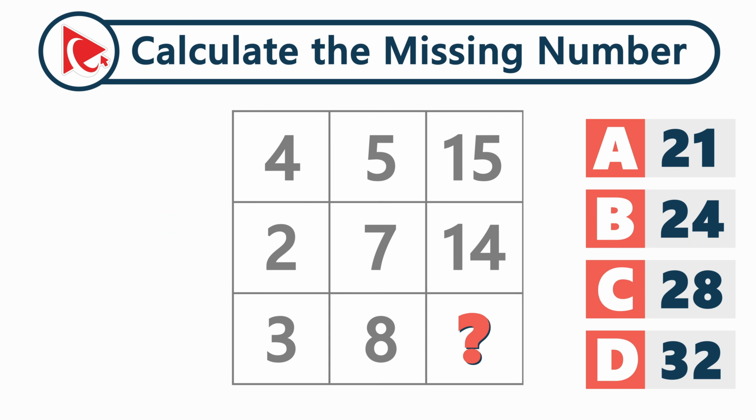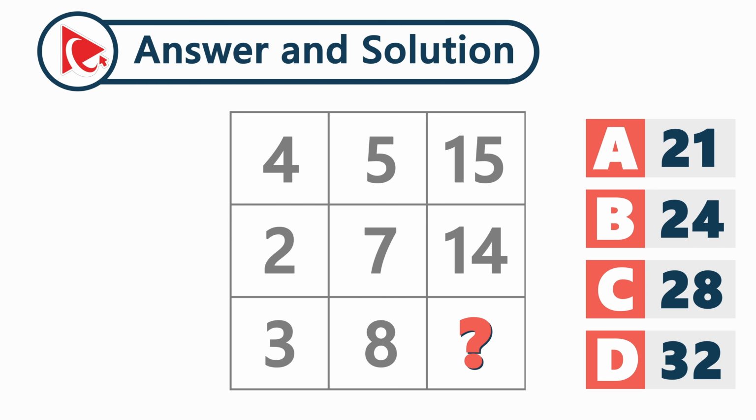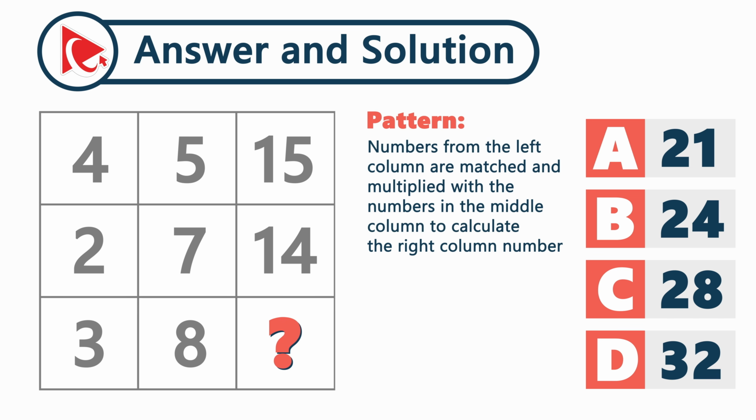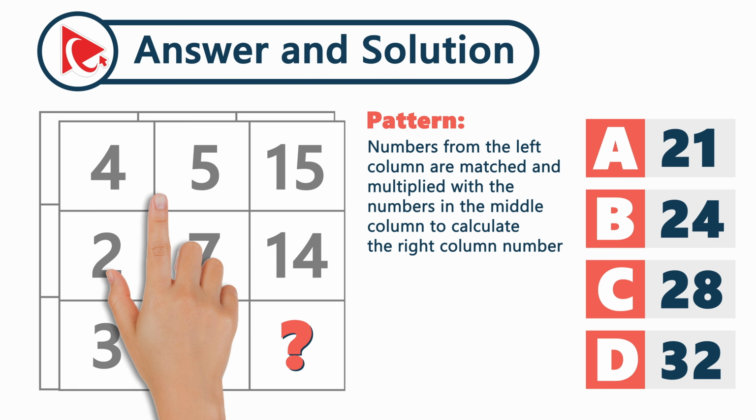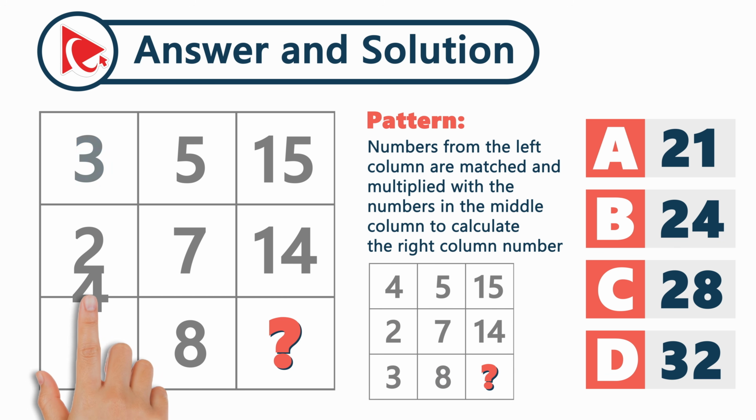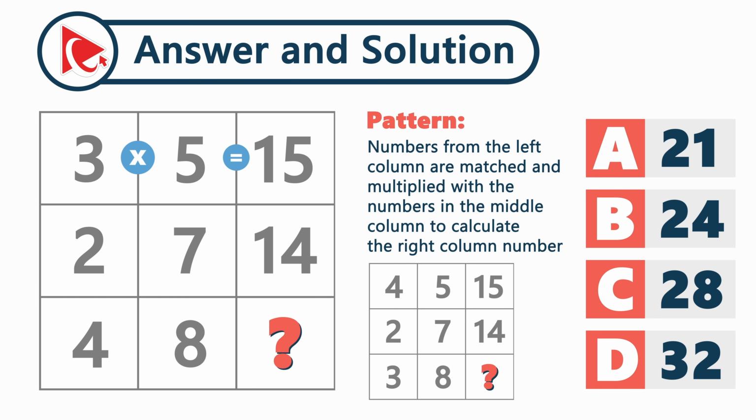I hope so, because the solution to this question is as simple as elegant as this amazingly cool shape. Let's take a close look at the numbers in the square. The pattern here is that the numbers from the left column matched and multiplied with the numbers in the middle column to calculate the right column value. Let's look at the example and start with the number 3 in the bottom left corner. 3 multiplied by 5 equals 15.